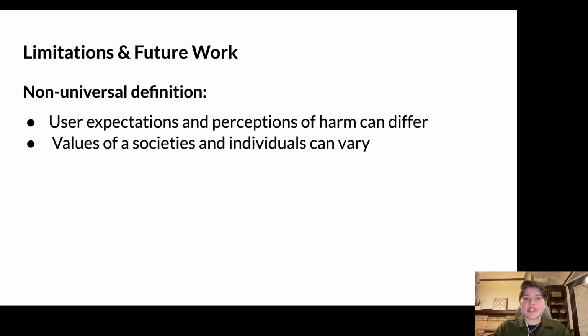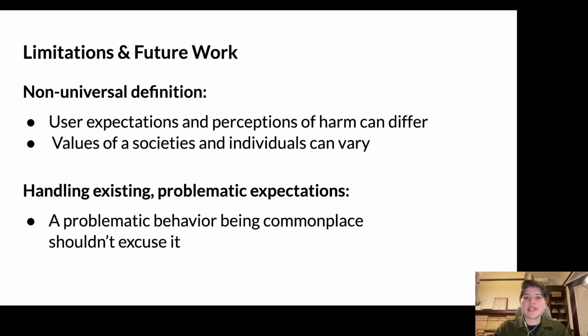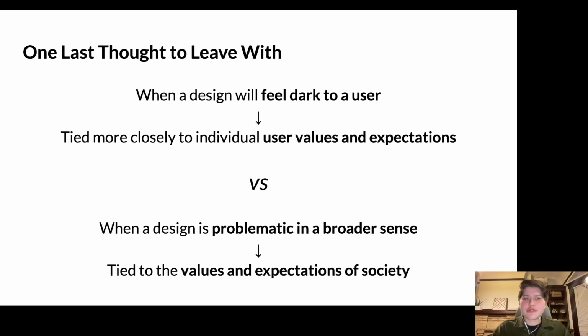The second limitation is that while our definition inherently relies on user expectations, sometimes users can have expectations that are harmful. For example, people may have low expectations for the privacy of their data, but that doesn't make designs that abuse users' privacy acceptable. On the front of future work, I want to leave you all with one last thought.